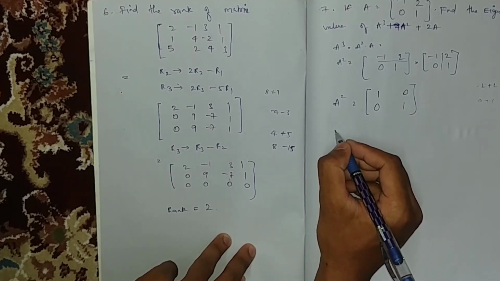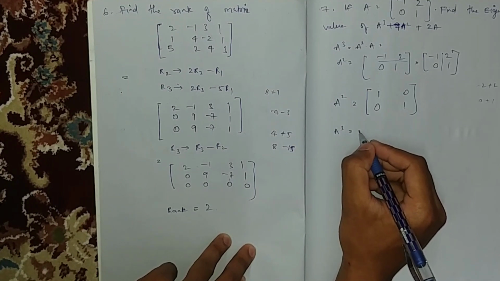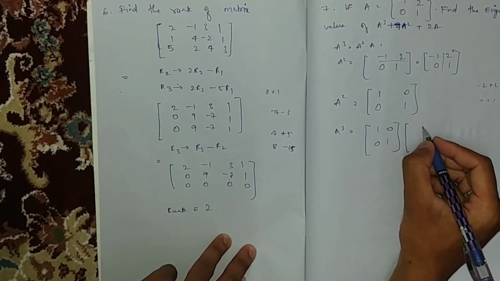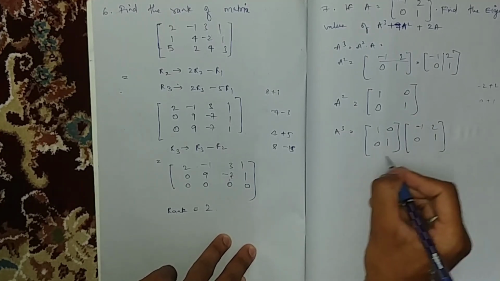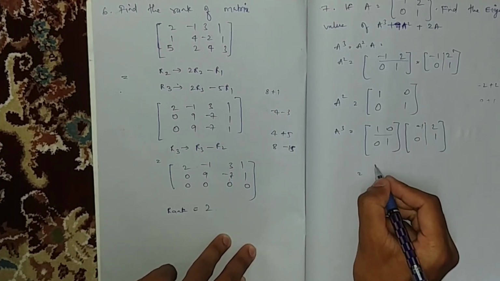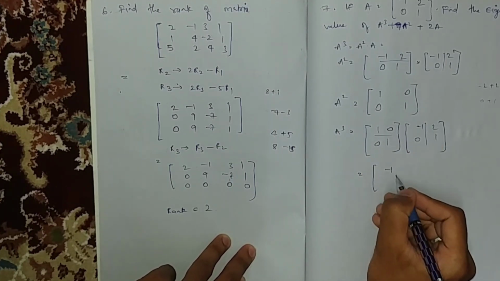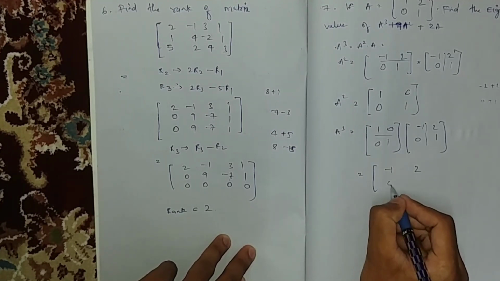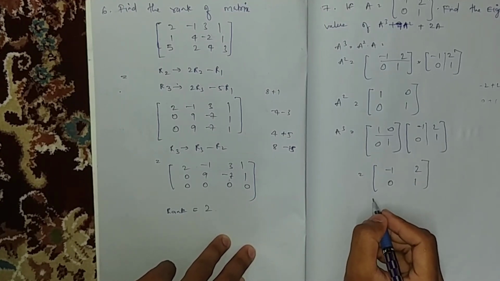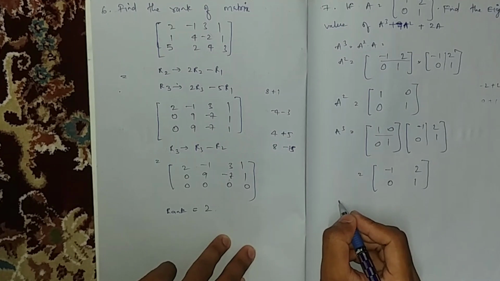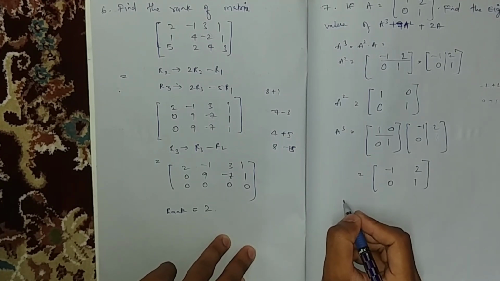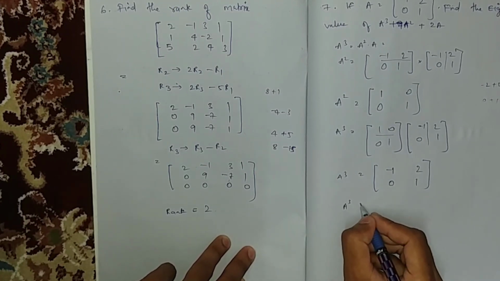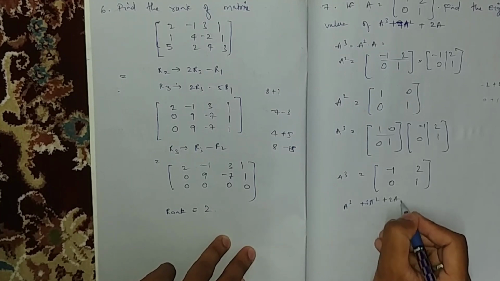Now we need to multiply A cube as A square into A, so A square is [1 0; 0 1], and A is [minus 1 2; 0 1]. You need to again multiply this row into column. Minus 1, and it becomes 2 0 1. This is A cube.